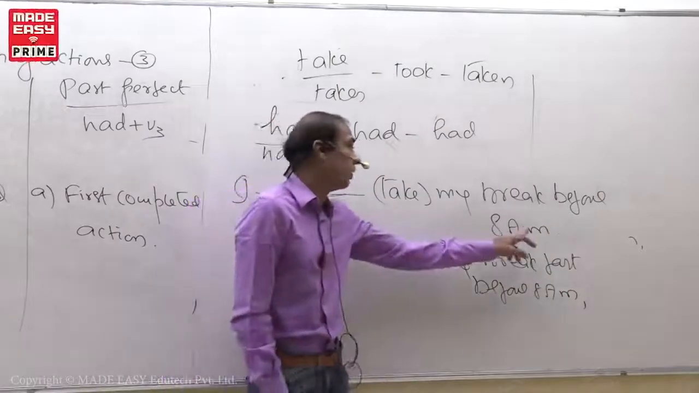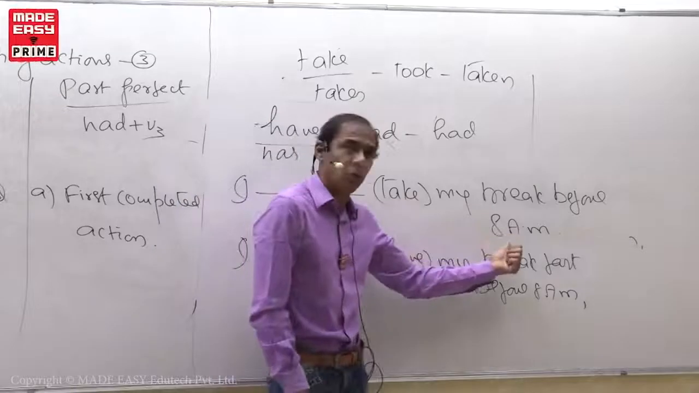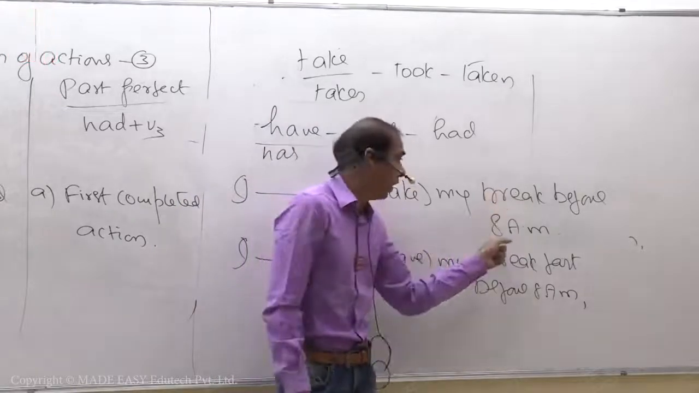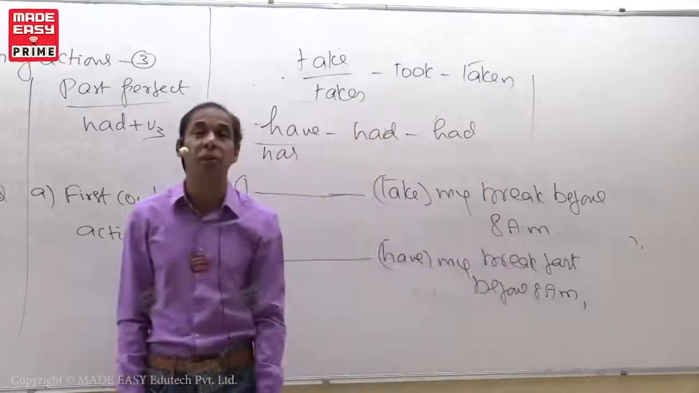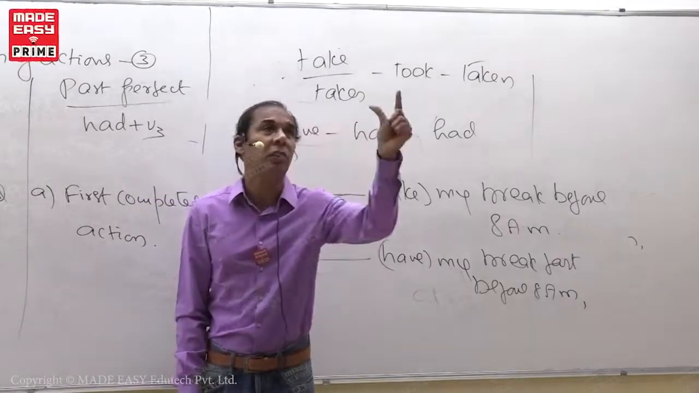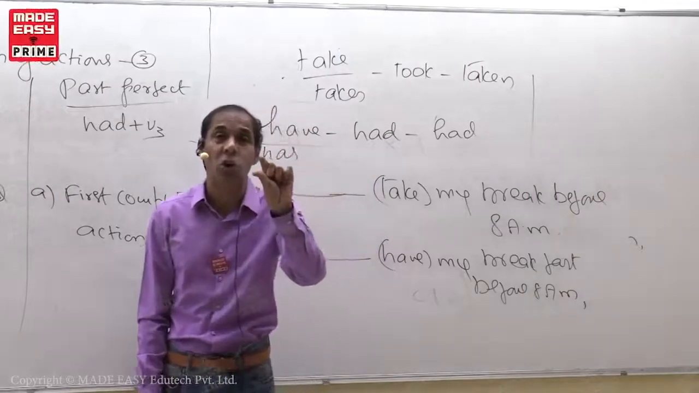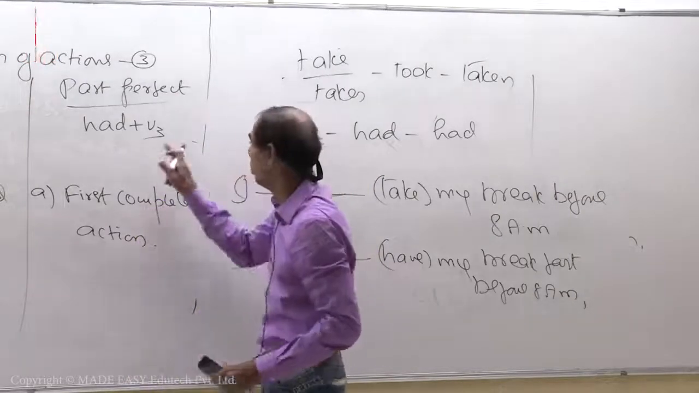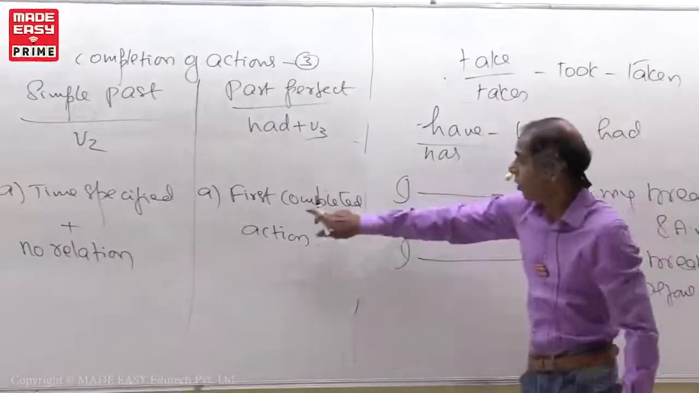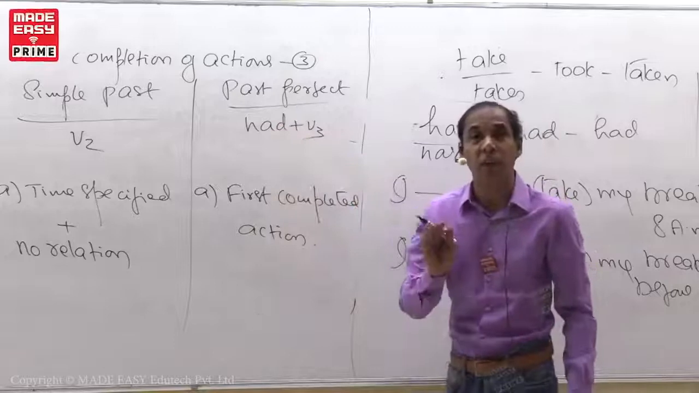Now, how many actions are completed here? Two. One, taking breakfast. Two, coming off 8 o'clock. In these two actions, what is the first completed action? You have to identify. The first completed action is always expressed in past perfect tense.